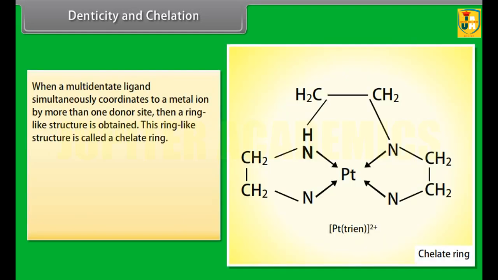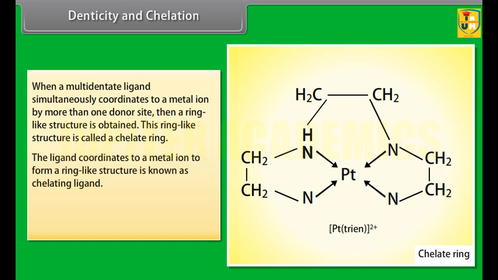Denticity and chelation. When a multidentate ligand simultaneously coordinates to a metal ion by more than one donor site, then a ring-like structure is obtained. This ring-like structure is called a chelate ring. [Pt(en)2]2+ is an example of chelation. The ligand that coordinates to a metal ion to form a ring-like structure is known as chelating ligand. The number of such ligating groups indicates the denticity of the ligand.